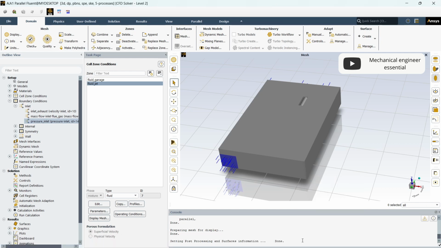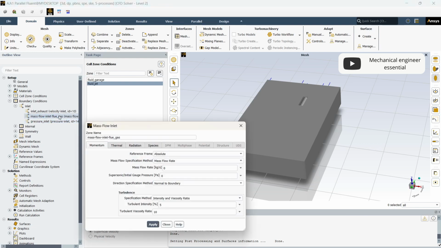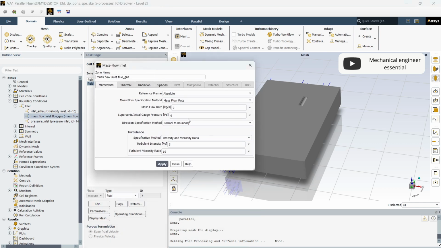In this step, we're configuring the boundary conditions for the mass-flow-inlet flue_gas zone. This inlet is where the combustion products, mainly water vapor and carbon dioxide, enter the computational domain. We start by selecting mass flow rate as the mass flow specification method, and we assign it a value of 0.1 kilograms per second. This indicates that 0.1 kilograms of gas are flowing into the domain every second through this boundary, which is a crucial input to ensure realistic mass conservation and energy balance in the simulation.